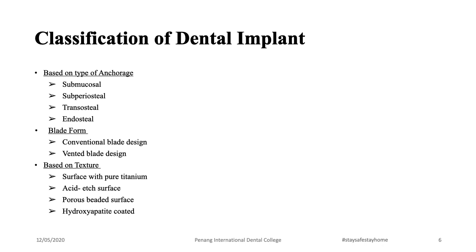Classification of dental implants. There are different types of implants based on the anchorage, blade form, and the texture. Based on the type of anchorage, you have the submucosal, subperiosteal, transosteal, and endoosteal. Blade form, we have the conventional and vented. Texture, we have surface with pure titanium, acid etch, porous, and hydroxyapatite coated.